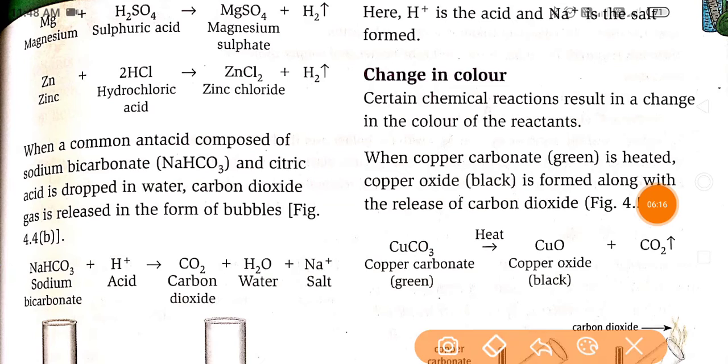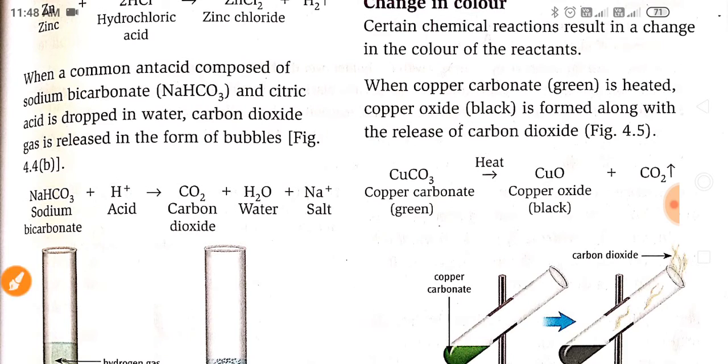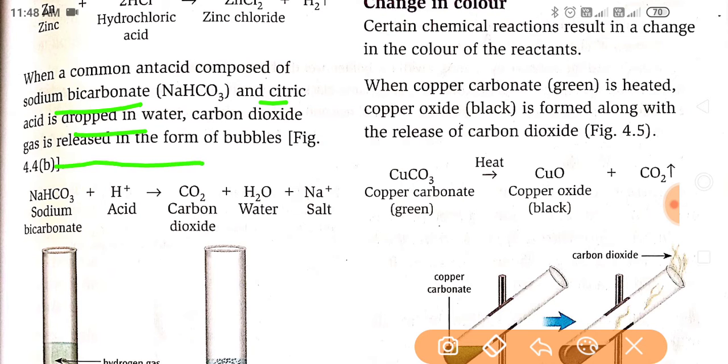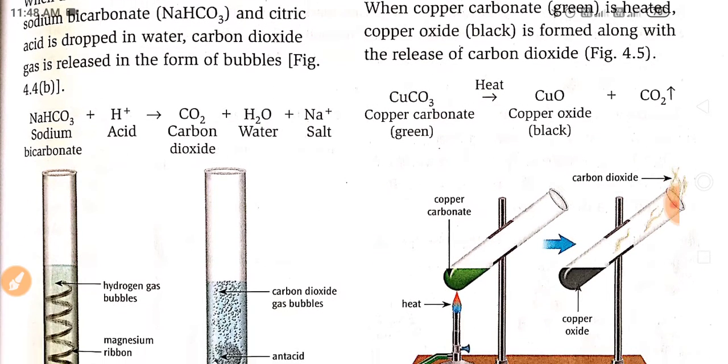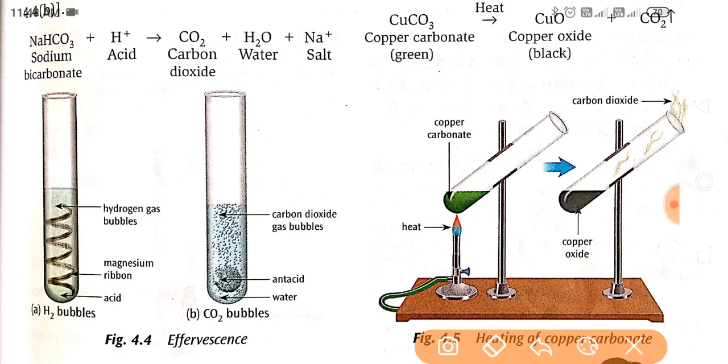Same for other metals, magnesium and zinc also. If we react them with acid, they release hydrogen gas. When a common antacid composed of sodium bicarbonate and citric acid is dropped in water, carbon dioxide gas is released in the form of bubbles. So you can see that sodium bicarbonate, which is an antacid, reacts with acid and releases carbon dioxide in the form of bubbles.